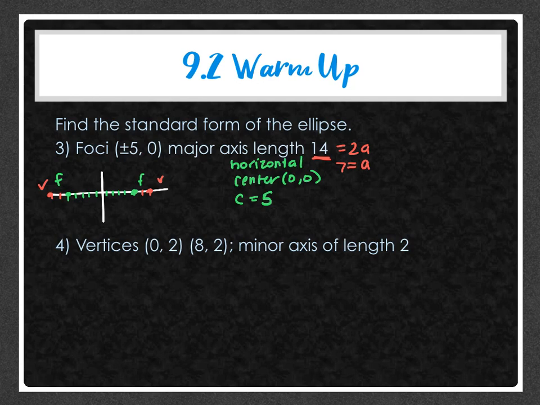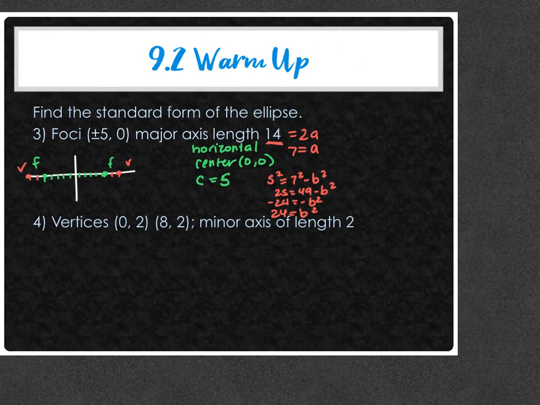And now I need to know what B is. So C squared equals A squared minus B squared. 25 would equal 49 minus B squared. Negative 24 would equal negative B squared. And B squared would equal 24, which we can leave that way because I just want the equation.